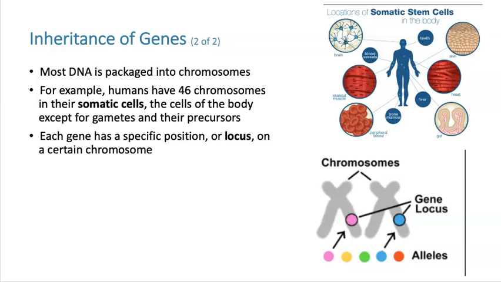Now, each gene has a very, very specific location, or we use the word locus, on a chromosome. So the gene location is right here on this chromosome. Now, this is the same gene as this one because it's in the same locus, it's in the same location, but it might be a different version. So the different versions of genes are called alleles.